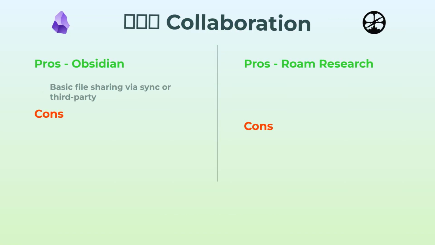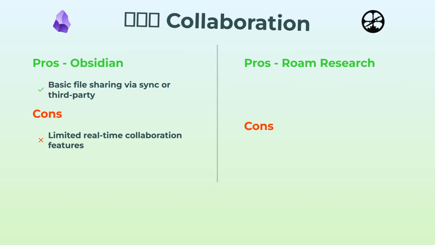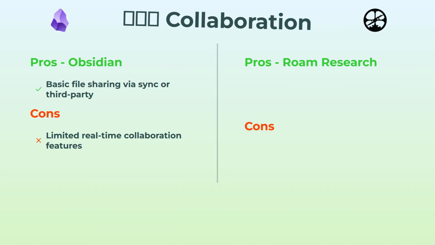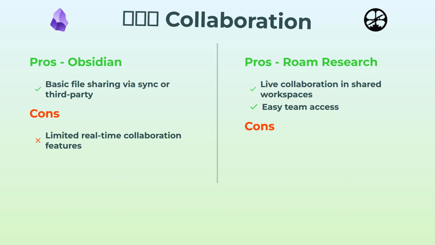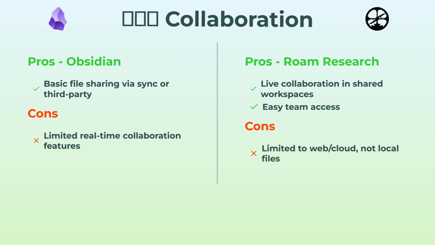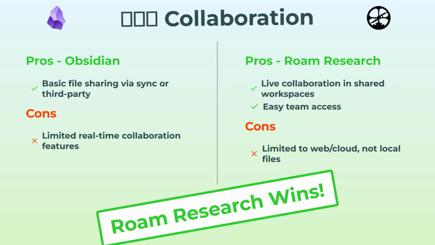All right, now for collaboration. If you're working solo, you might not care, but for teams, this is huge. Obsidian gives you basic file sharing, like via sync or third-party plugins. Real-time collab, though? Yeah, kinda limited. Roam Research, however, is designed for live collaboration in shared workspaces. Super easy for teams and group projects. The only weird part? It's limited to the web and cloud, so no local files. But still, if you prioritize working together in real time, Roam's got a clear edge here.